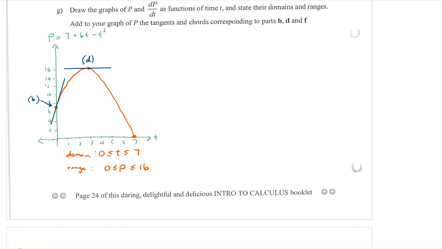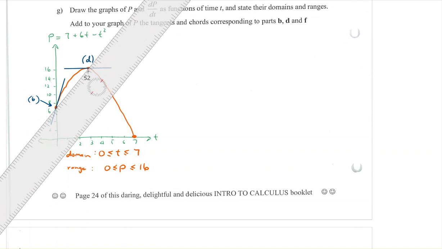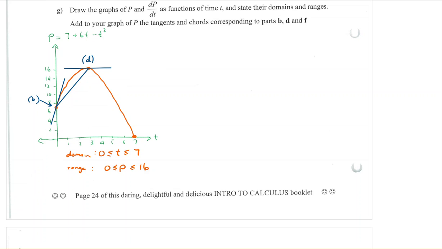F was my average rate, which would be a gradient joining between the (0, 7) and the (3, 16), because it's where you go between the 2 points. It's going directly from there to there. That's what happens when we do an average rate of increase. That's what that line represents.